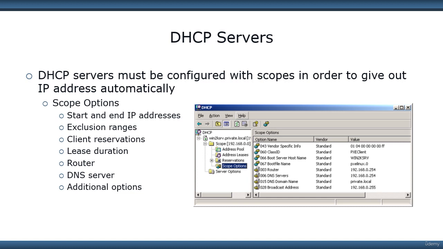Okay, so you don't have to do both. You either exclude it and it's statically assigned, or you reserve it because the client is using DHCP and you want to facilitate the same address every time. The lease duration we talked about. And then you'll have additional options like router, DNS servers, any others, you can see over there, boot server host names, things like that. It just depends on the particular environment as to what you might need to set up.